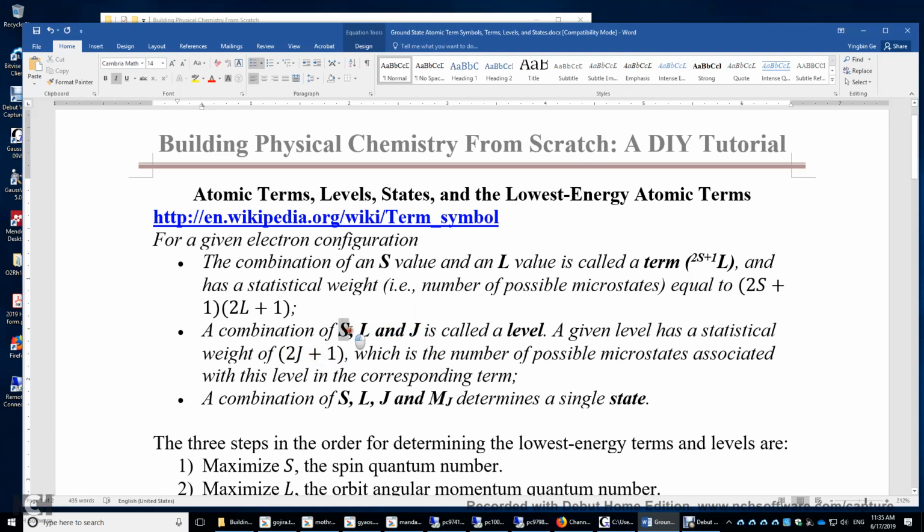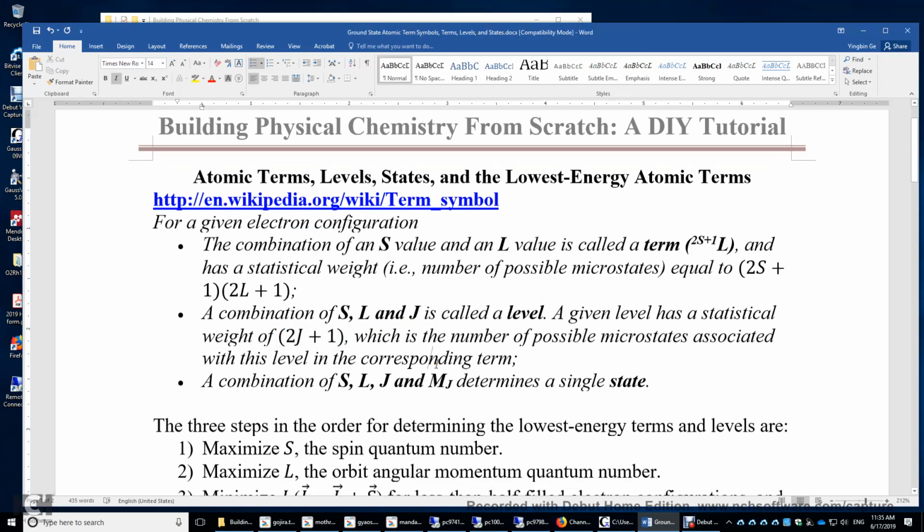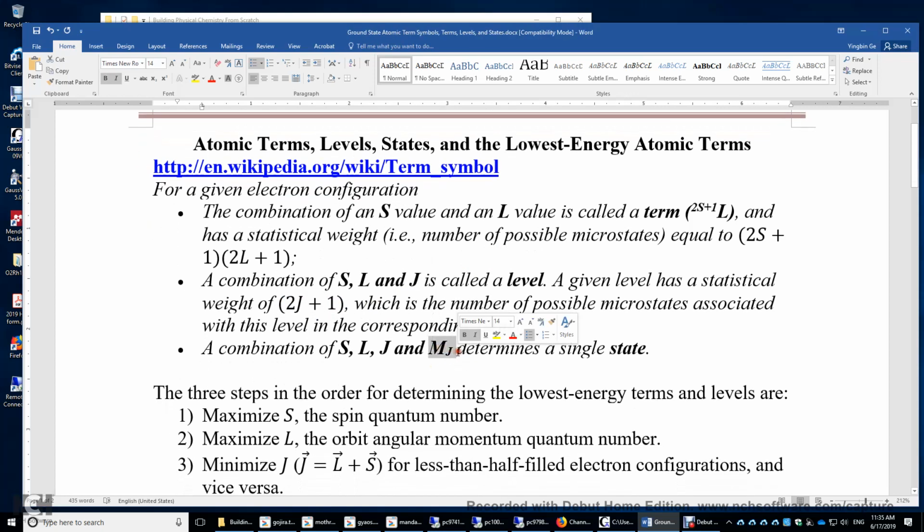When the spin and orbit are coupled to get this J, again, the z component of J is m sub J. m sub J may have different values, from negative J to positive J. That's why you have this number of microstates. So finally, if we also include this m sub J, we call this a single state.